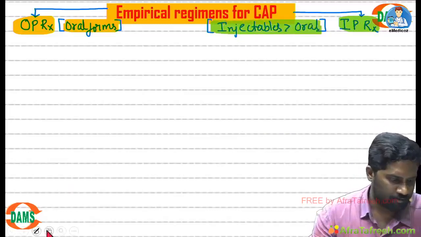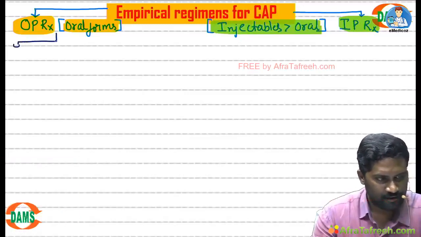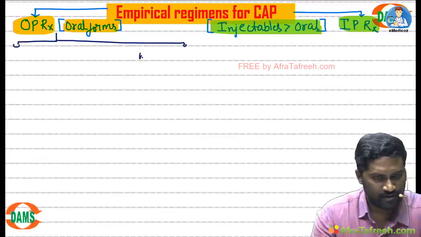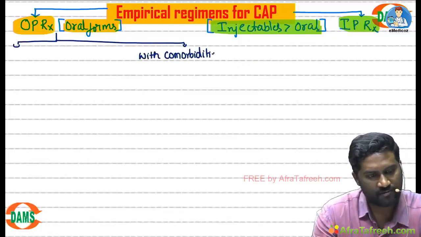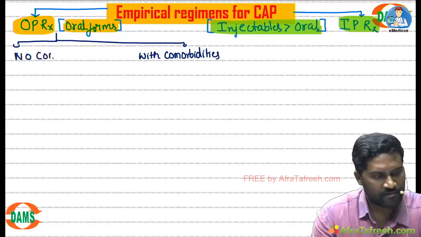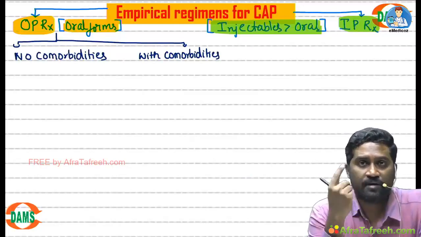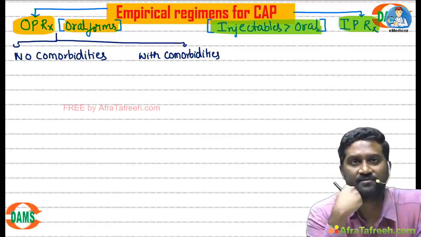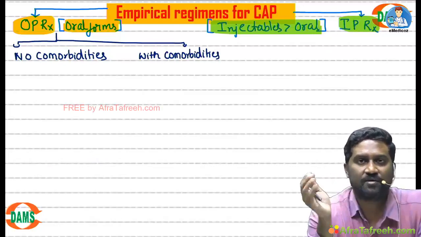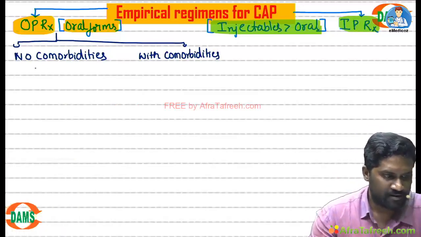Now if it is outpatient treatment, I should inquire, is the patient having any comorbidities? With comorbidities, or no comorbidities. Comorbidities in the sense, the patient might be having diabetes, hypertension, kidney disease, previous heart disease, lung disease, liver disease. No comorbidities means the patient is not having any of these.